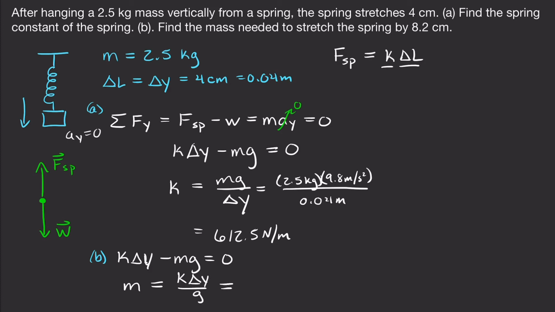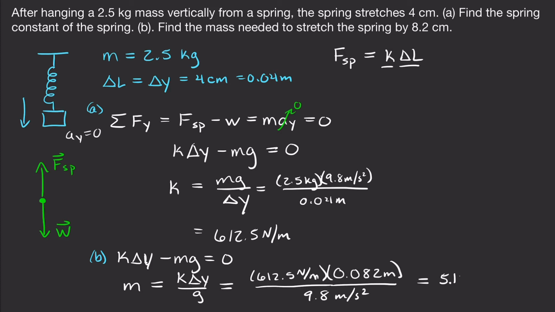And if we plug that in, we have our 612.5 newton per meter spring constant that we just found. We have a new displacement, so this is going to be 0.082 meters when you convert that from centimeters. And we divide by g, or 9.8 meters per second squared, and that should give us 5.125 kilograms. Okay, so you could round that to 5.13. And so that's the mass we need to stretch this same spring by 8.2 centimeters.